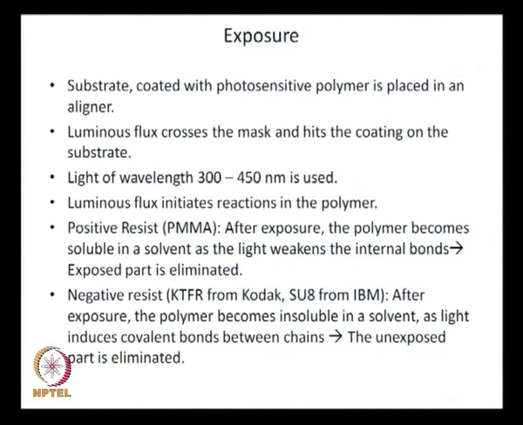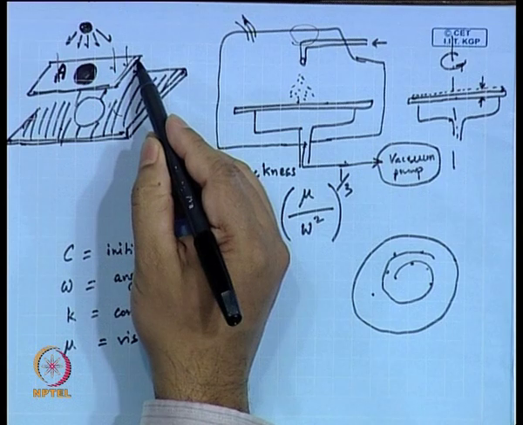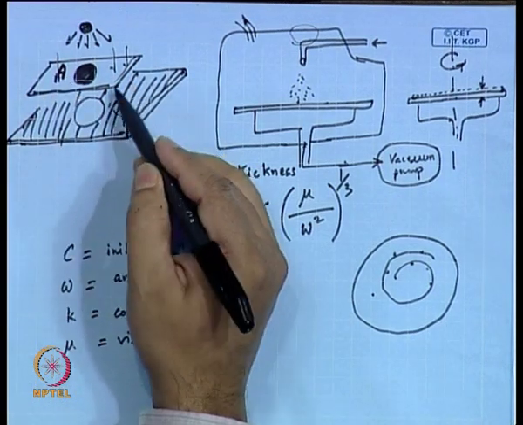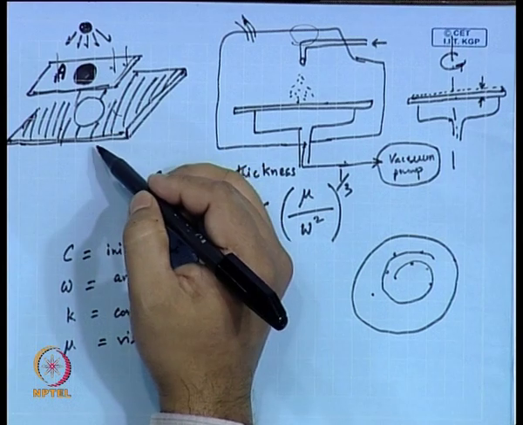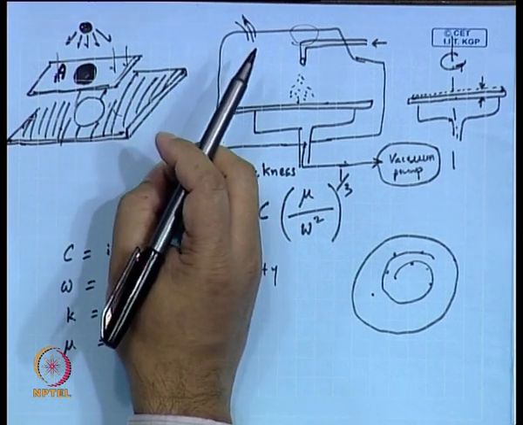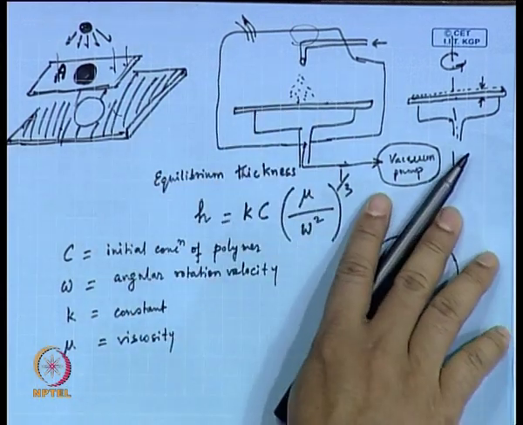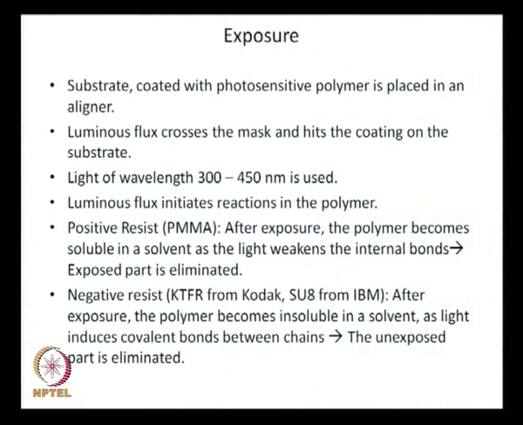Now, the exposure step: the substrate coated with photosensitive polymer is placed in an aligner. Aligner is the mask aligner. That means the mask has to be made parallel to the substrate, so you have to make sure that there is a precise aligner that does this job. Luminous flux crosses the mask and hits the coating on the substrate. That is exactly what I said, right. Light of wavelength 300 to 450 nanometer is used. Luminous flux initiates reactions in the polymer, that is, it has to alter the solubility pattern.